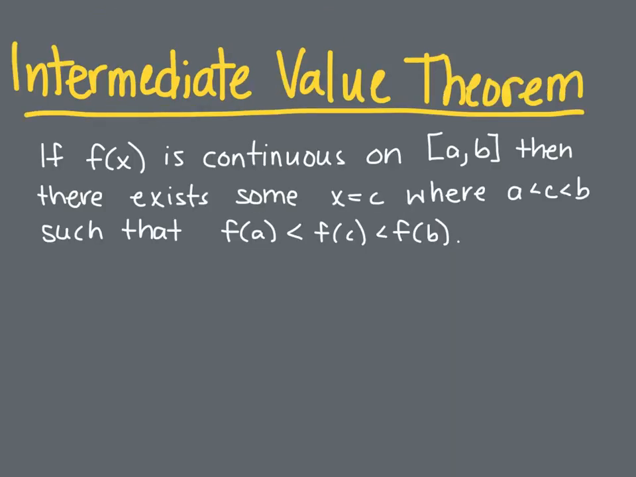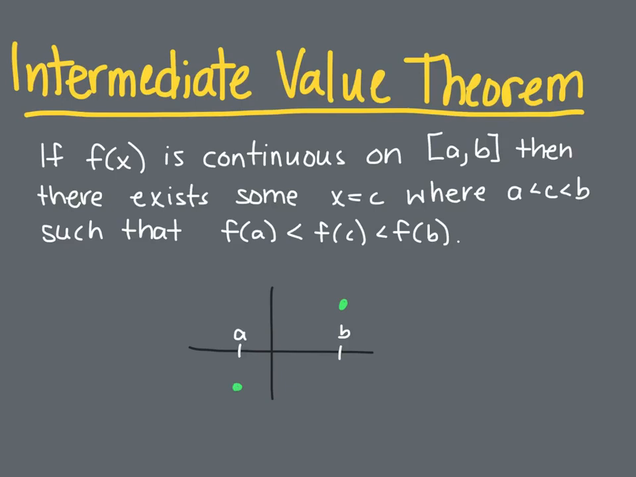The intermediate value theorem states that if a function is continuous on a closed interval, then there exists some x value c in between that closed interval where the y value is somewhere in between the y values of f of a and f of b. It basically means that if we know the y value at x equals a and we know the y value at x equals b, then the continuous function must also hit every y value in between those x values.